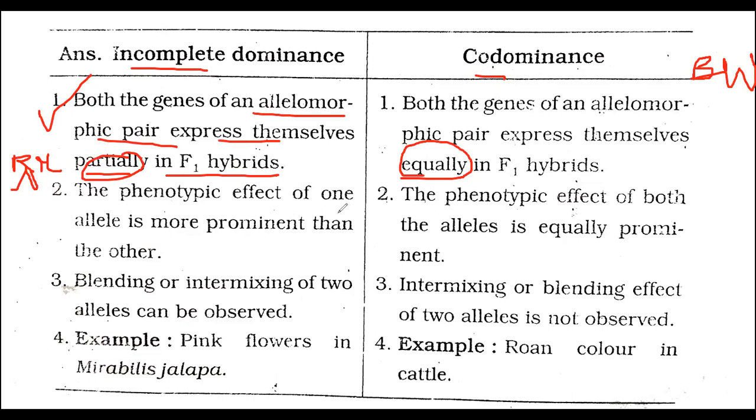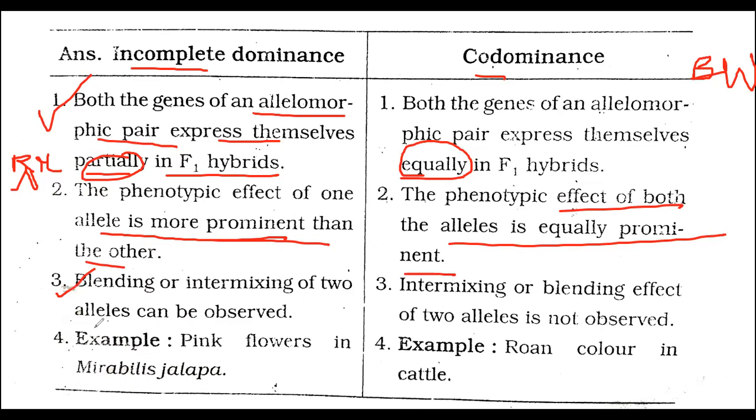In incomplete dominance, the phenotypic effect of one allele is more prominent than the other. Though partial expression is there, it is more towards the reddish; pinkish is more towards the reddish. That is why one allele is more prominent than the other. In codominance, the effect of both the alleles is equally prominent. So you will see white patches in equal amount, and you will see red, brown, or black patches in equal amount. In incomplete dominance, blending or intermixing of the two alleles can be observed. That is why you see pink colors, some white mixed with some red.